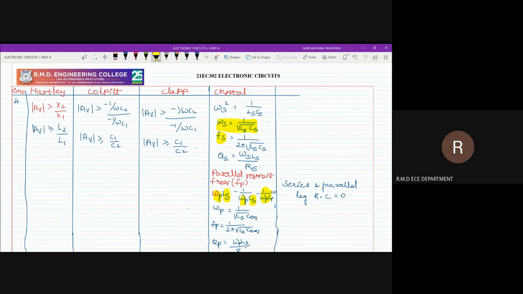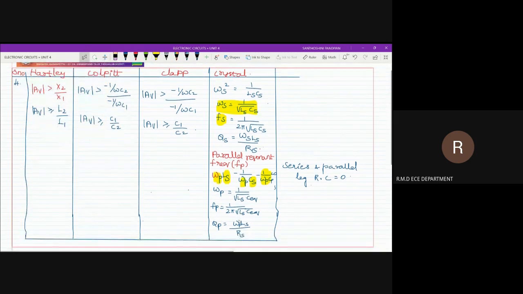Then for the quality factor, you know already the formula omega L by R. So here omega is the parallel frequency, so omega p, and the remaining things are series components.